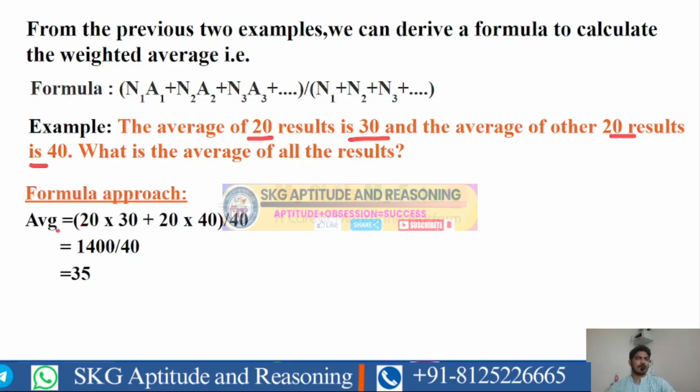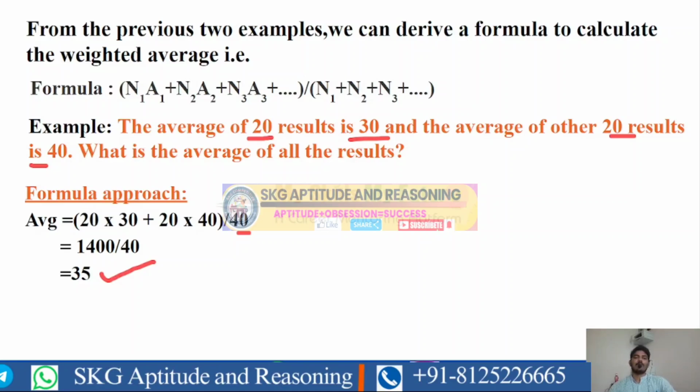So what is the formula? The weighted average is equal to 20 into 30 plus 20 into 40, divided by the total number of observations. If we simplify that equation, we can easily get the answer. The answer is 35. But not always are very simple numbers given in the question. Sometimes difficult numbers are also given.